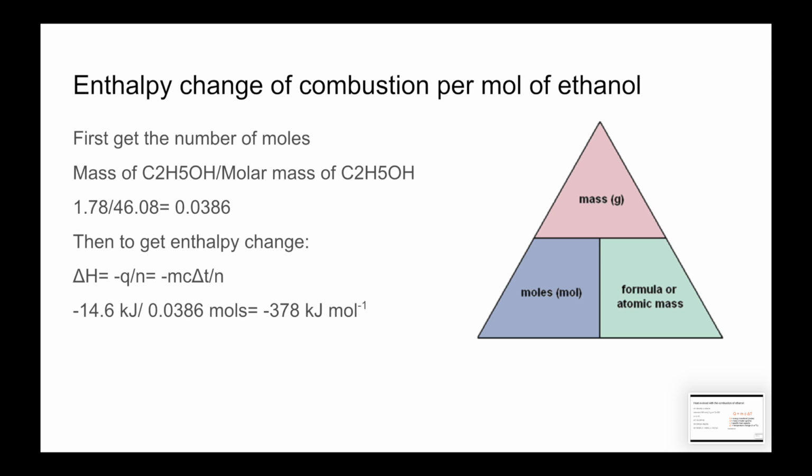Okay, so question 2 asks us to calculate the enthalpy change of combustion per mole of ethanol. To do that, there are 2 parts that we need to do and 2 equations that we need to use. So first, to get the enthalpy change of combustion per mole of ethanol, we need to know how many moles there are. And to get the number of moles, we're going to need to get the mass of ethanol, which we are given, 1.78 grams.